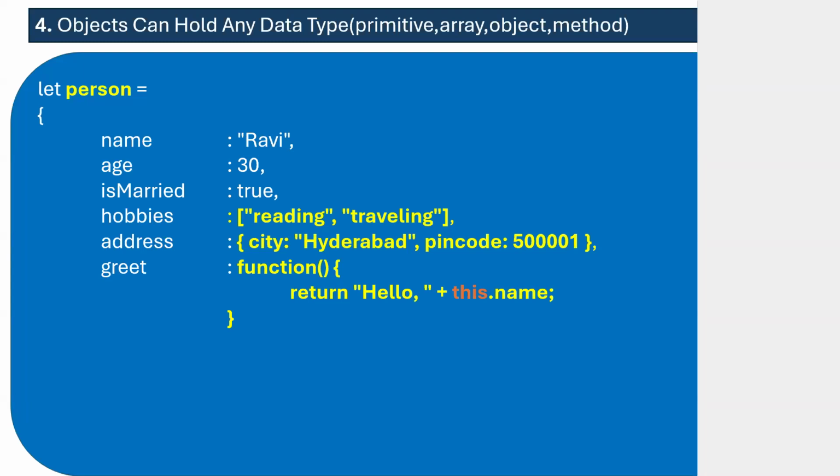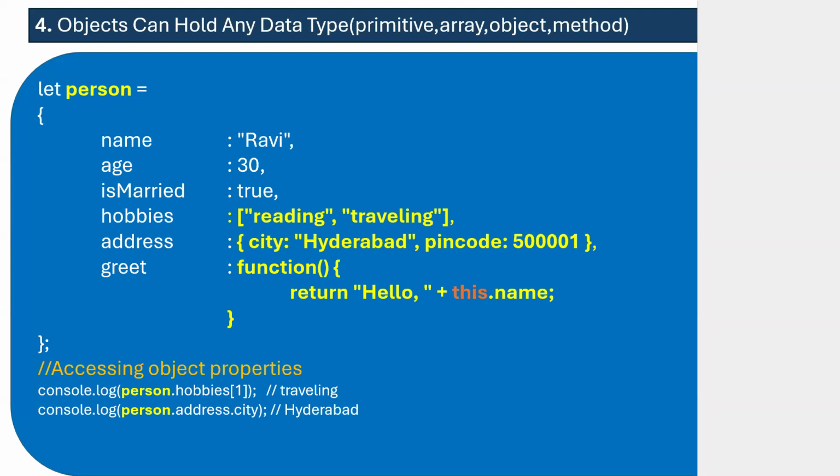And if you see now, what is written: hello plus this dot name. Why am I writing this keyword? To access the name, nothing but Ravi, right? You'll get hello Ravi there. That's what I want to summarize. So if you want to access this, I should use a dot. See, if I want to access the second hobby, see the code: person dot hobbies is nothing but an array. And we know array index starts from 0. And if you say 1, it will point to traveling. Is it clear?